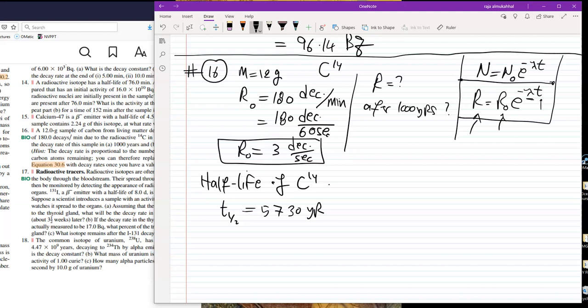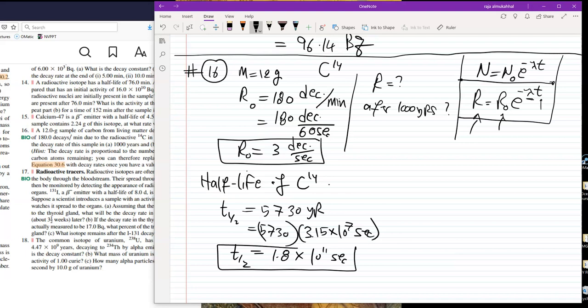Of course, you want to convert it into seconds, so that's going to be 5730 multiplied by 3.15 times 10 to the 7 seconds. This is how it converts into seconds. How many seconds is that? Let me use my calculator. 5730 times 3.15 E7, answer. So the half-life of carbon-14 is 1.8 times 10 to the power of 11 seconds. Got it? That's the half-life.